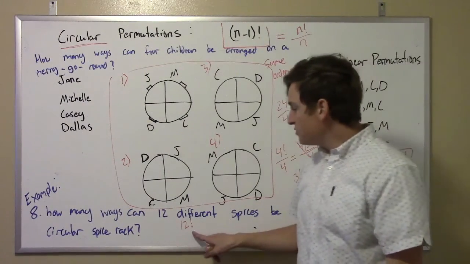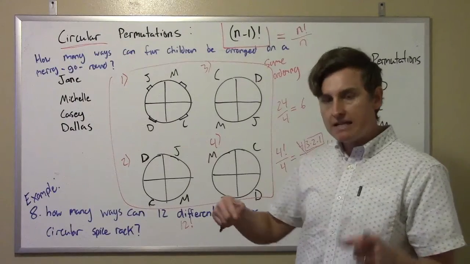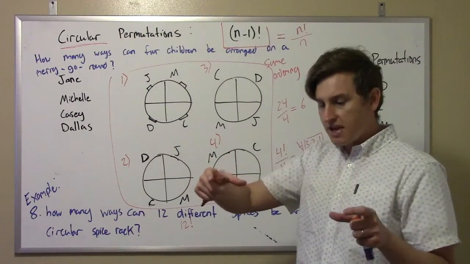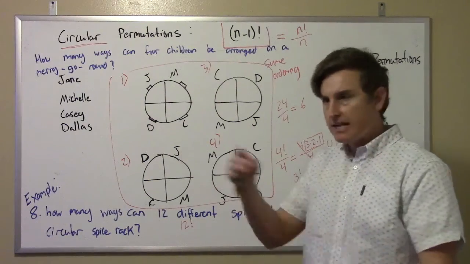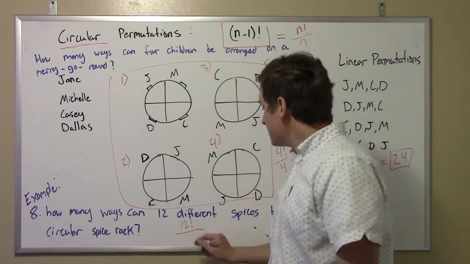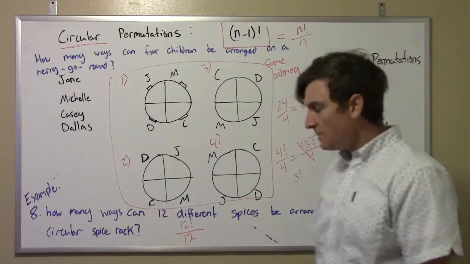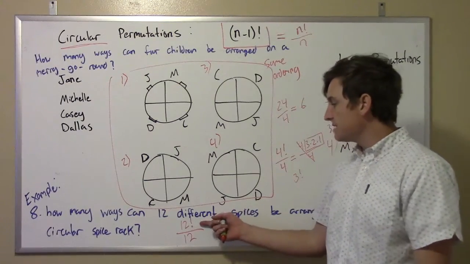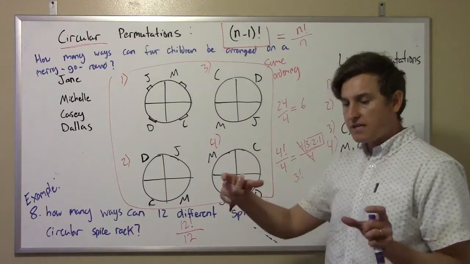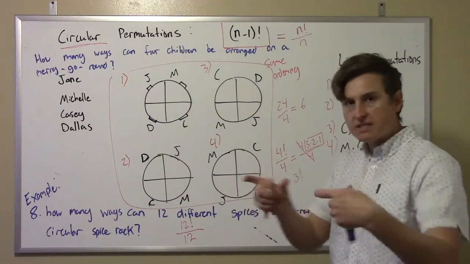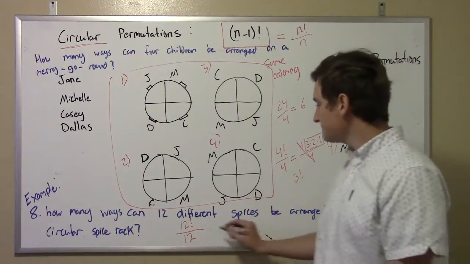So if you do 12 factorial, you're going to get too many, because you're counting all the different possibilities of just spinning the rack, and you need to get those out of the way. So you have to divide by 12. There's 12 total things, so you've got 12 factorial for all the different orderings, but then divide out all the different ways there are to just change position with the same ordering, because those don't count.